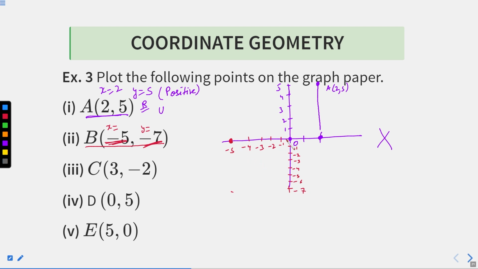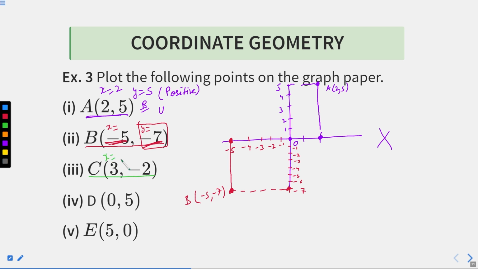So we moved to the left on the x-axis till we get to the point -5. Now we move downward because y is negative. So negative meaning downward. We have to move downward to the -7 point. So the -7 point is here. So we move 1, 2, 3 till -7. We get to -7. So (-5, -7), here's our B point. Clear?